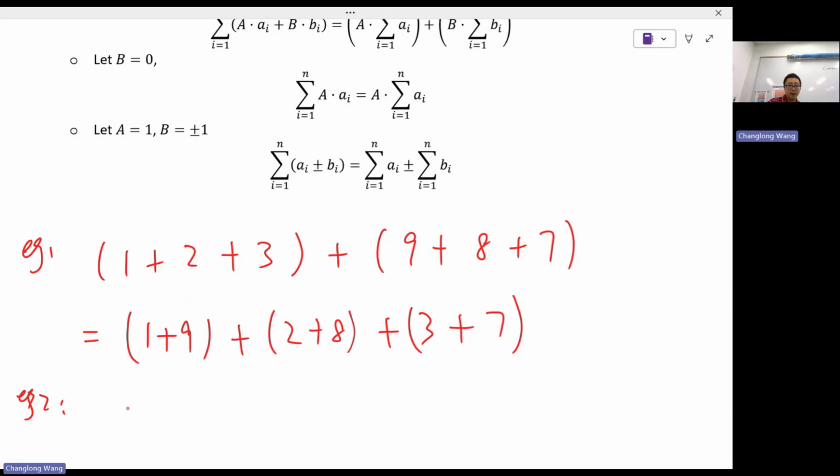So again, let's say we have 5 times 1 plus 5 times 2 plus 5 times 3, right? So this is like I have a sequence which only has 3 terms, but every term has a constant multiplying that term. Here the constant is 5, right? So I add them up, but can't you simply just factor out the 5 and add up the sequence 1, 2, 3?